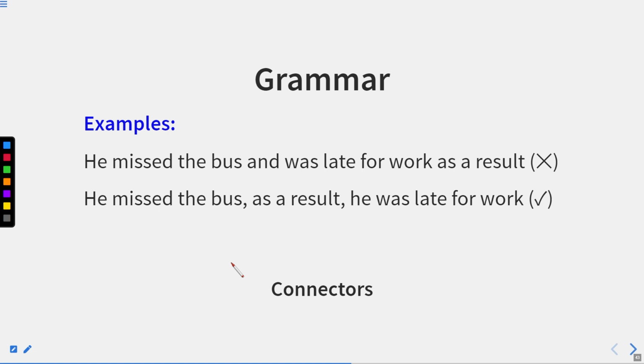Now, examples. He missed the bus and was late for work as result. No, this will not be the correct structure of the sentence. So this is incorrect, as you can see over here. And the correct structure will be: he missed the bus. As a result, he was late for work. This happened just because of this happened. So this is actually the cause, and this is the effect or the impact.